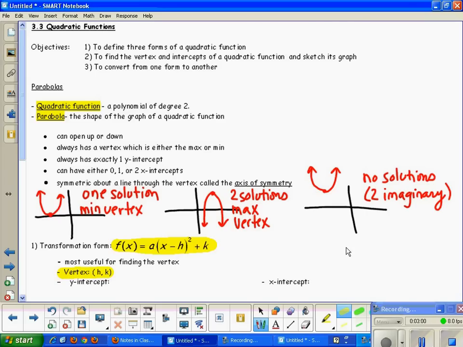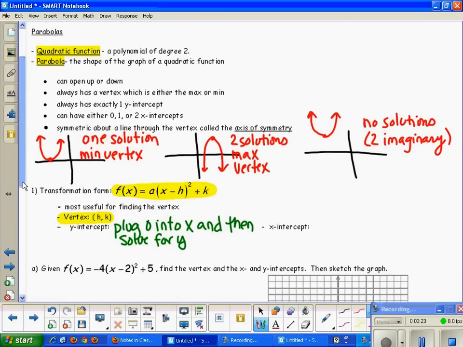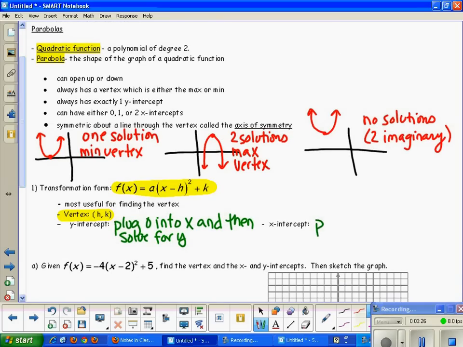And then to find the y-intercept, remember from Algebra 2, how do you do that? You plug 0 into x and then solve for y. And how do you find then the x-intercept? You plug 0 into y and solve for x. So that would be how to find the y-intercept and the x-intercept.